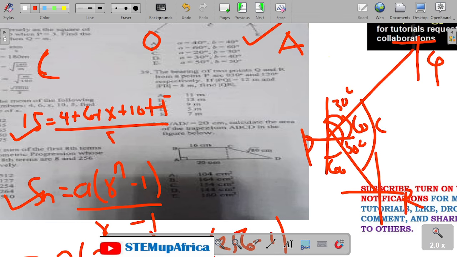The quadrant, the whole angle now is 90. So here is 5 and here is 12. So to find PQ now, we apply Pythagoras theorem since the angle is 90. That will give us 13. Option B.